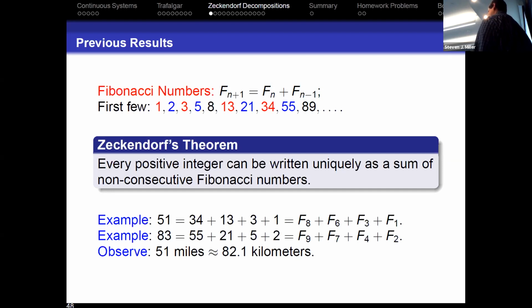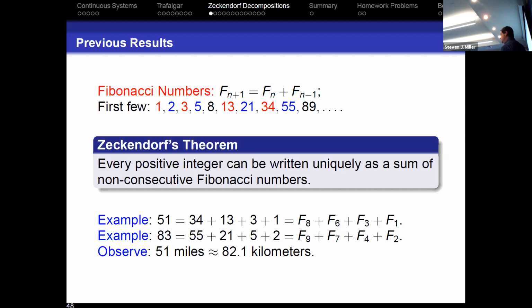Why? Because there's 1.6 kilometers in a mile. Yes. Each Fibonacci number is approximately the golden mean times the previous, and the conversion factor between miles and kilometers is almost the golden mean. So if you shift every Fibonacci number's index up by 1, that's almost the same as multiplying your number by the golden mean, which is almost the same as converting.